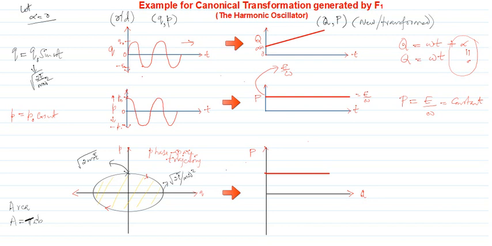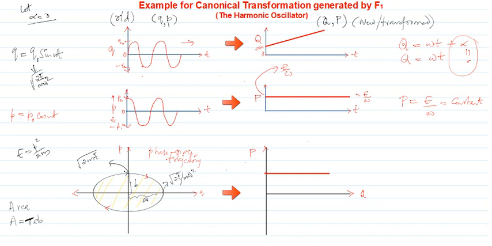the energy is purely kinetic. So the total energy will be purely kinetic, p square by 2m, because the potential energy term will be equal to 0. So p equals root of 2mE. So this is the semi-minor axis B, and this is the semi-major axis A for the harmonic oscillator.